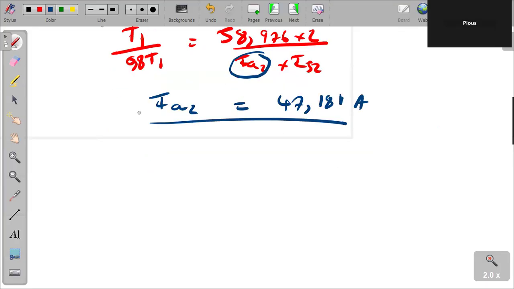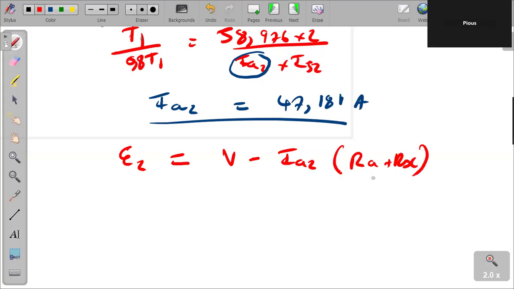Having calculated IA2, let us then calculate the size of the resistor that has to be inserted now. Where are we taking this from? E2 is equal to V minus IA2 multiplying RA plus RX, the resistor that must be inserted in series with the armature. Remember, it has to be inserted in series with the armature. So this is where our E2 was actually determined from, and our IA2 as well. So we can now substitute what we have. 159, remember, that's our new back EMF there.